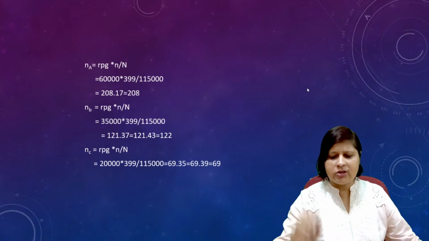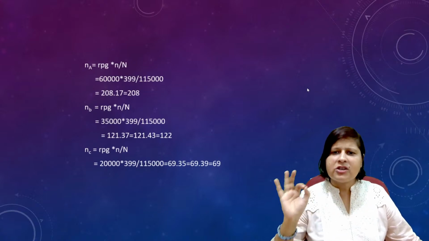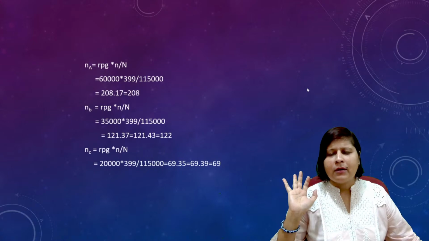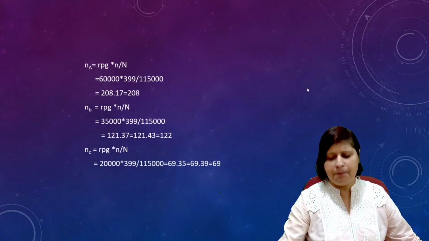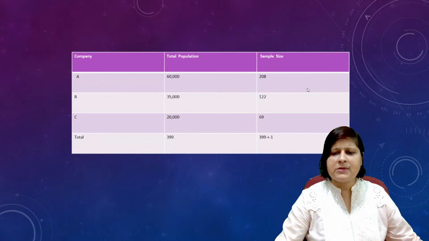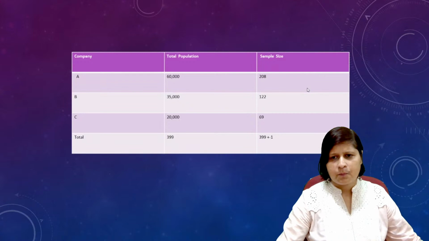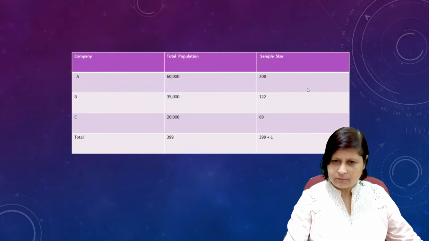And then you cannot generalize your result, because there are chances that your sample will not represent the population, right? So the sample size comes out to be 208,399 plus minus 1, right? Is this clear?